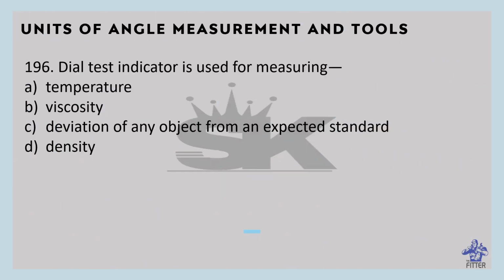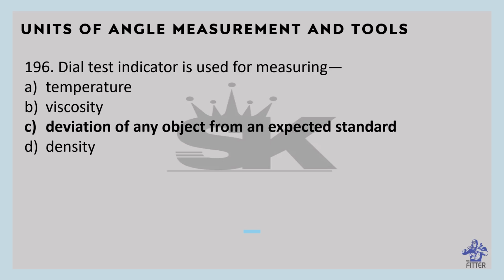Dial test indicator is used for measuring the deviation of any object from an expected standard.